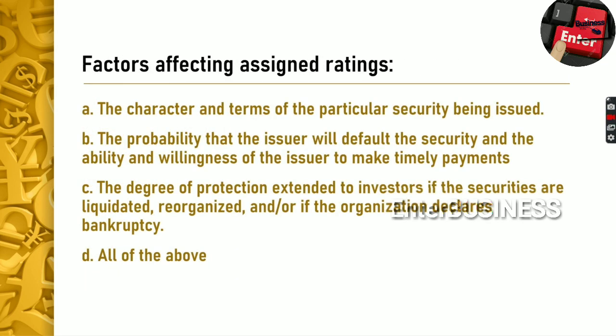And the next one is factors affecting assigned rating. Option A, the character and terms of a particular security being issued. Option B, the probability that the issuer will default on the security and the ability and willingness of the issuer to make timely payments. Option C, the degree of protection extended to investors if the securities are liquidated, reorganized, and or if the organization declares bankruptcy. And D, all of the above. And the correct answer is all of the above.